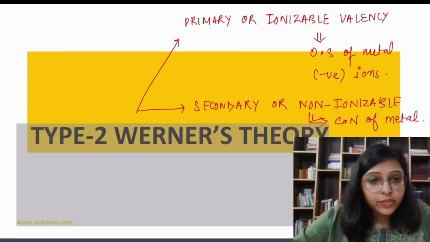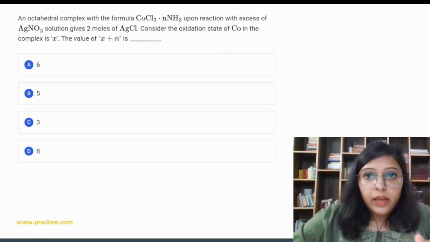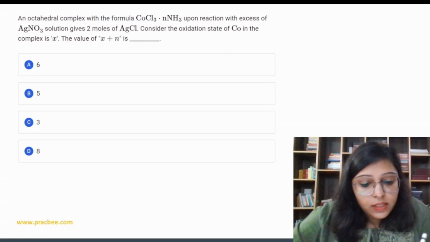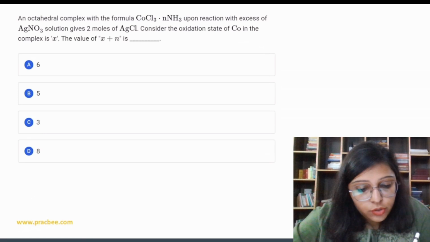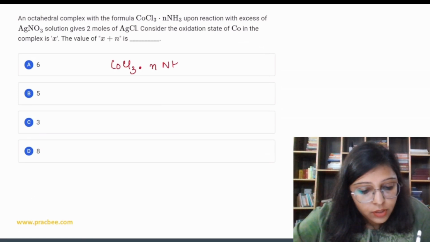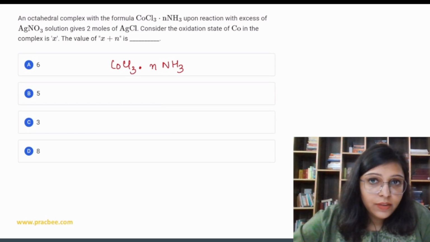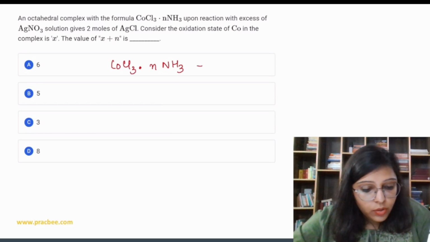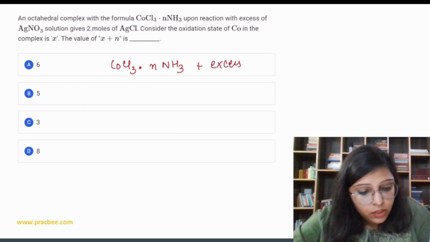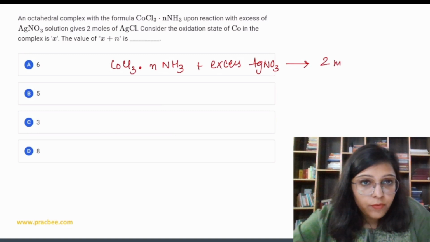So let's discuss question number 1. An octahedral complex with the formula CoCl3·NH3. We have CoCl3·NH3. Upon reaction with excess of AgNO3 solution gives 2 moles of AgCl. So excess of AgNO3, so we get 2 moles of AgCl. Okay, fine.